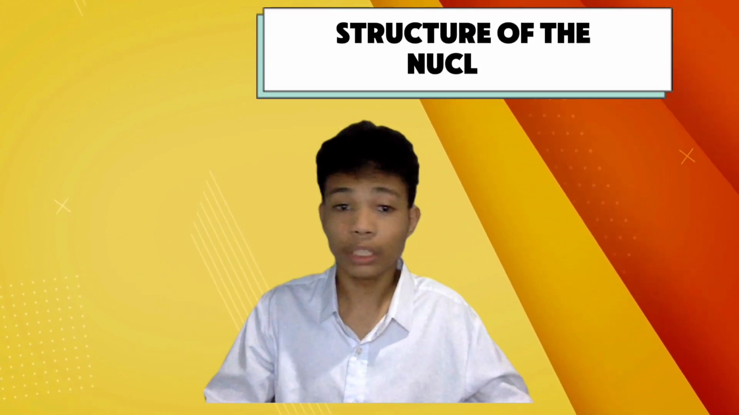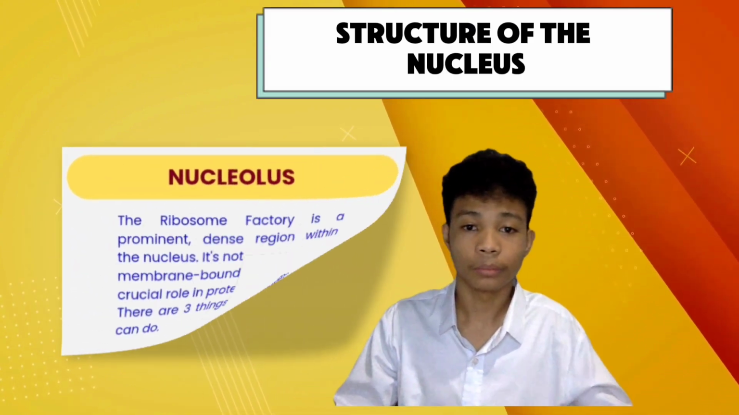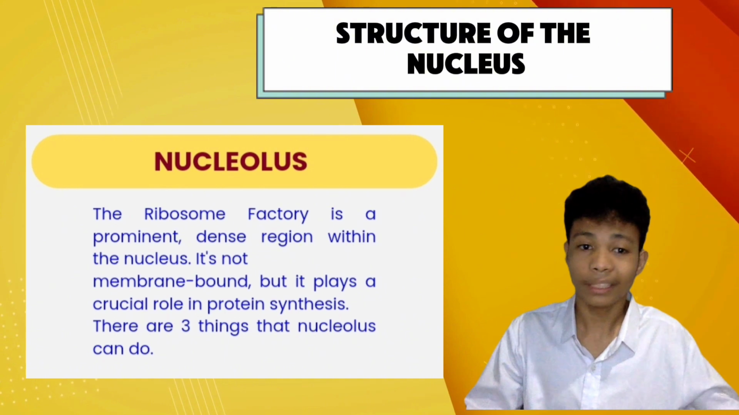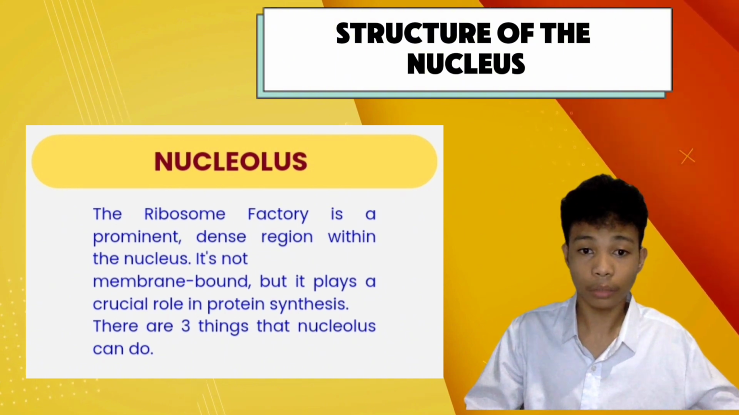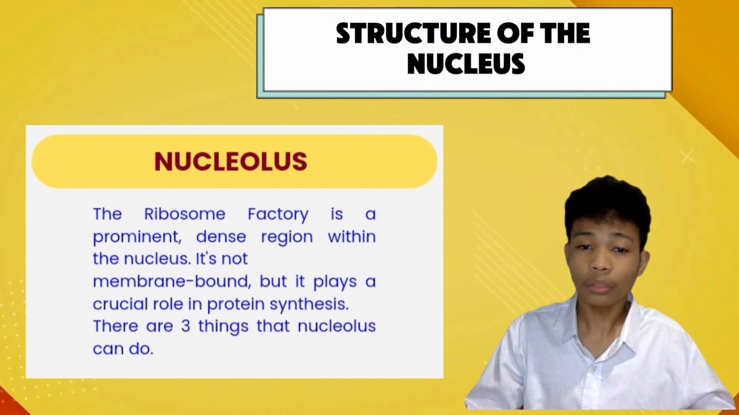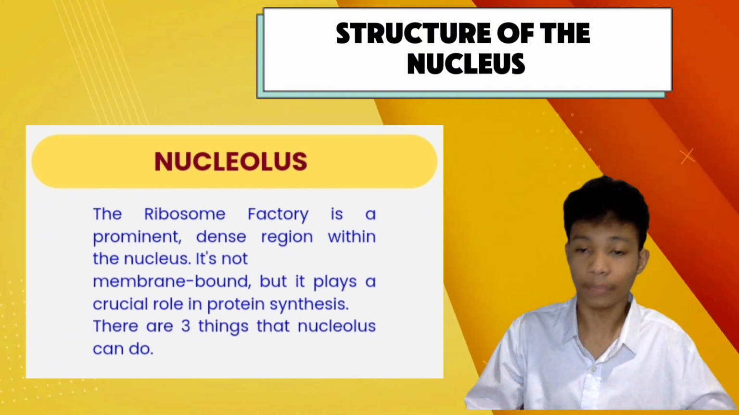The third is nucleolus. So what is nucleolus? Nucleolus is a prominent, dense region within the nucleus. It's not membrane bound, but it plays a crucial role in protein synthesis. The nucleolus is the site of ribosome assembly.